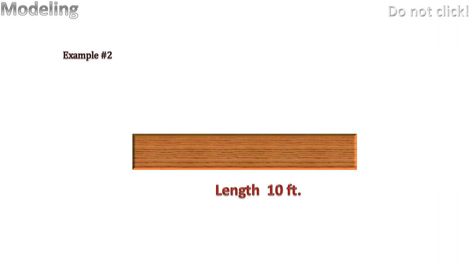Example number 2, requires modeling. If we have a piece of board and the length is 10 feet. After that we cut this piece into 2 and the shorter length is 3 feet. The question would be, how long would be the longer piece? We don't know the length, so let's mark the unknown as a variable x.